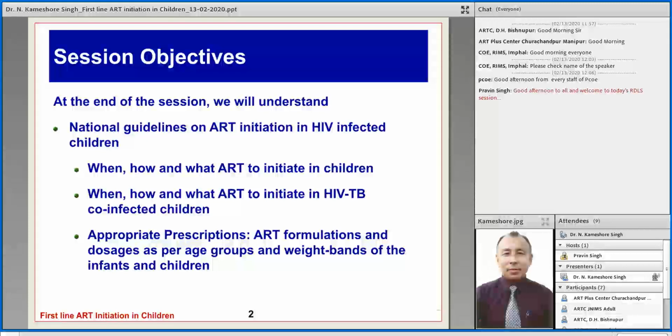And in case of HIV/TB co-infected children also, we should know ART initiation: when to start, how to start, and what is to be started. And for this, appropriate prescriptions, including ART formulations and the doses as per age group and the weight band of the infant and the children, are very much required.